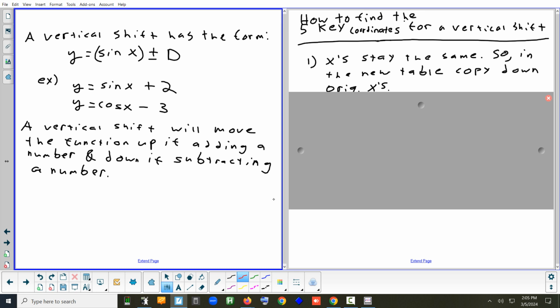So if you haven't really noticed the pattern here, there's 4 transformations. 2 of the times the x's stay the same. I just taught you those today. 2 of the times the y's stay the same. I taught you one of them yesterday. We're going to learn the other one tomorrow.